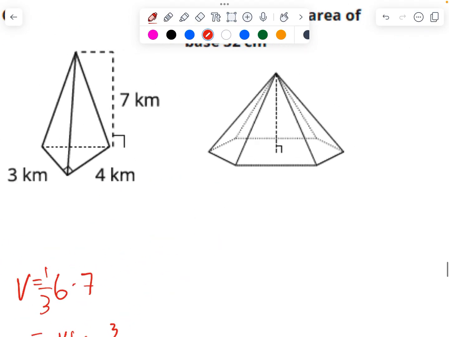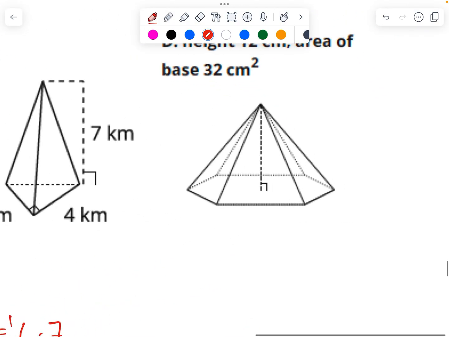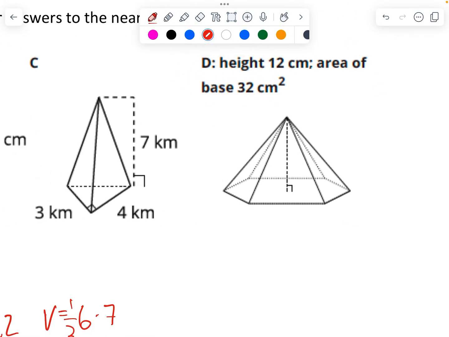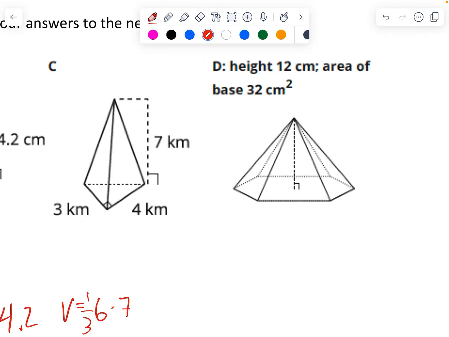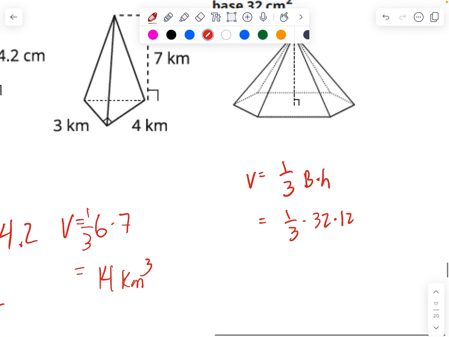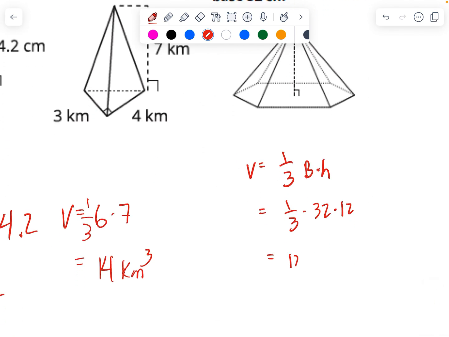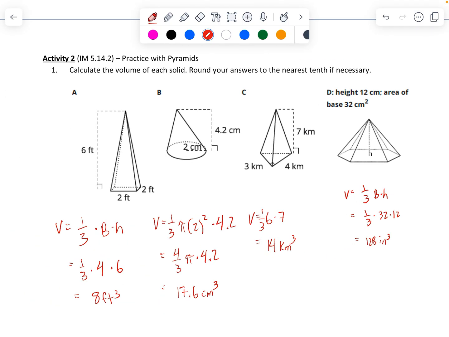All right, now for D, the height is 12 centimeters. The area of the base is 32 centimeters squared. So we know that the volume will be 1/3 area of base times the height. So it's 1/3 times 32 times 12, which is going to be 128 inches cubed, or centimeters cubed, sorry.